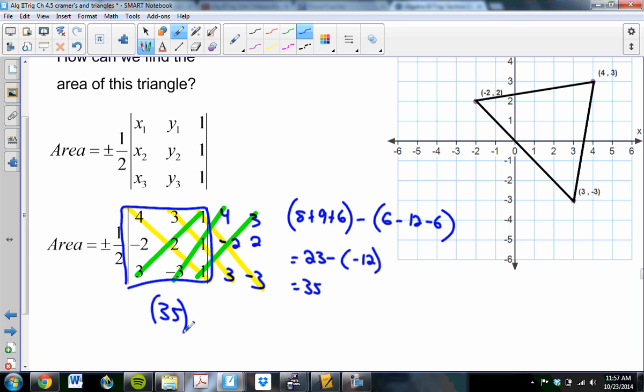I still have to do 1/2 times that. 1/2 times 35 is 17.5. So the area of that triangle up there is 17.5 square units.